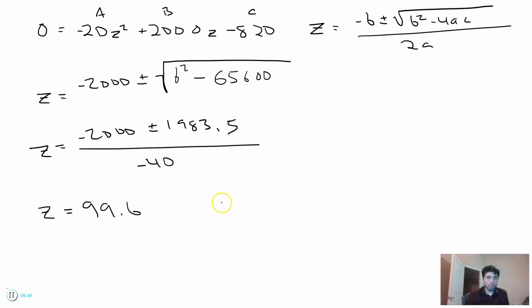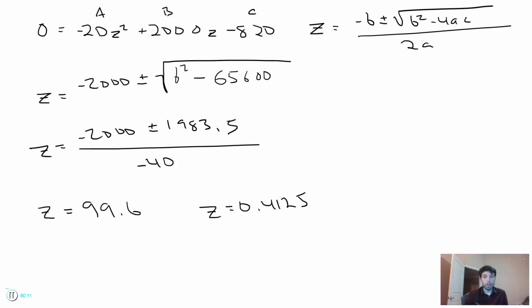Alright, 99.6. And my other z value, if I do the plus now, so negative 2,000 plus 1983.5 divided by negative 40, and I get 0.4125. Okay. Those are not my angles.